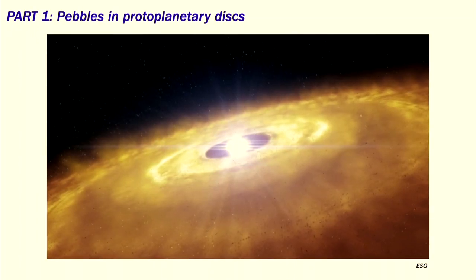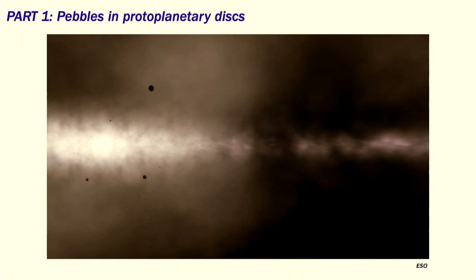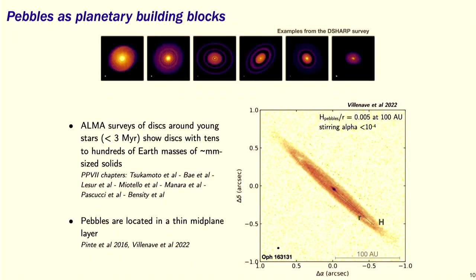So starting with the start, these young disks of gas around stars with small particles in them. ALMA has revolutionized the field. We know now that basically all disks start out with tens to hundreds of Earth masses of millimeter-sized solids. And in disks where we can measure it, they also are typically found to be in a very thin midplane layer. This is shown in this figure here of Oph 16-31-31. If you look at the aspect ratio, the ratio of H over R, you find it is 0.005. That's literally as flat as a pancake. That corresponds to a Shakura-Sunyaev alpha smaller or comparable to 10 to the minus 4.